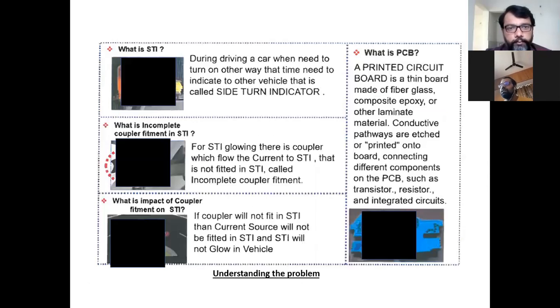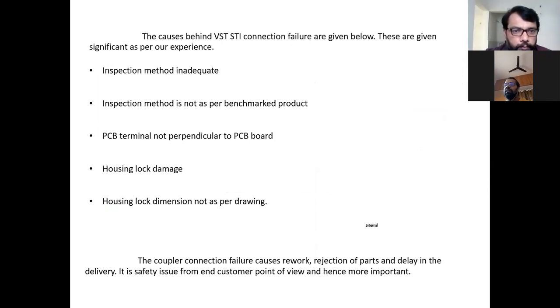The causes behind this failure are that the inspection method was inadequate. The inspection method was not as per the benchmark product. Whatever inspection method the benchmark product uses, we are not using that. And the PCB terminal was not perpendicular to the PCB board, and the housing lock was damaged and the housing lock dimension was not as per the drawing. These were the major reasons we found while studying this failure.